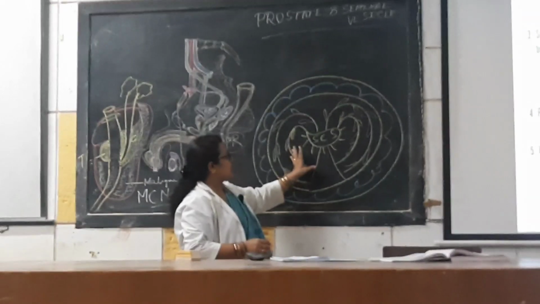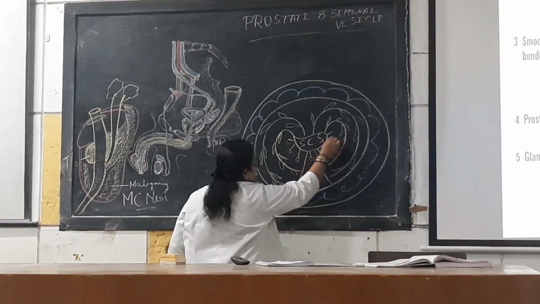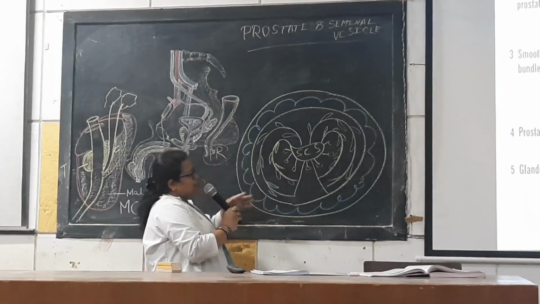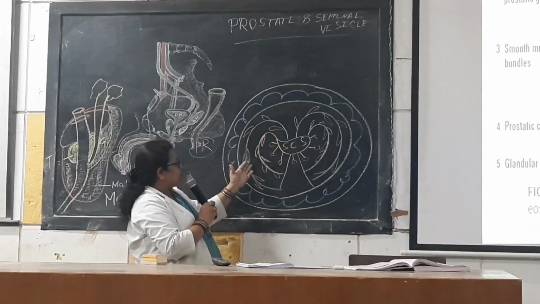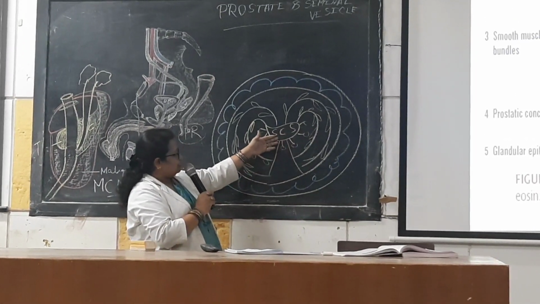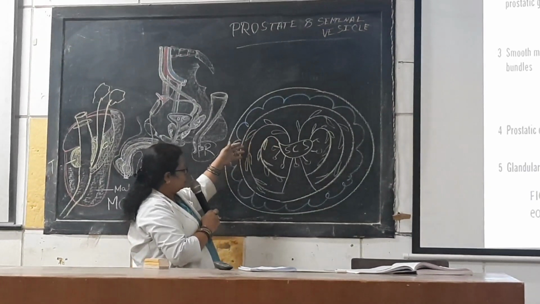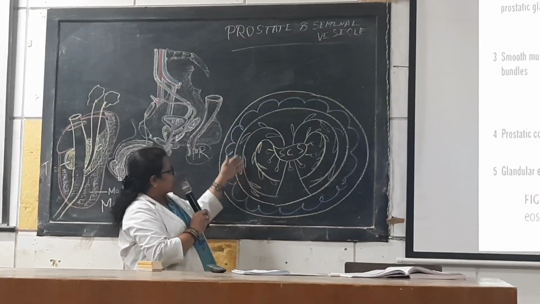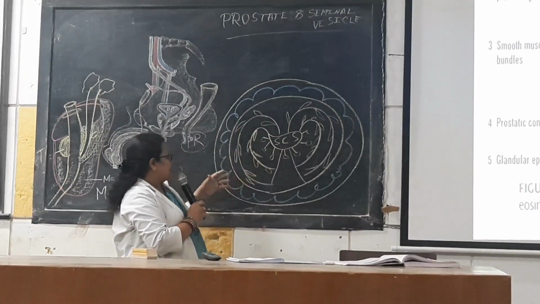The glands are arranged in 3 layers. The innermost mucosal layer drains directly into the prostatic urethra. The middle is the submucosal layer, draining at the level of the prostatic urethra. The outermost are larger glands with long ducts, and they drain above the prostatic urethra.